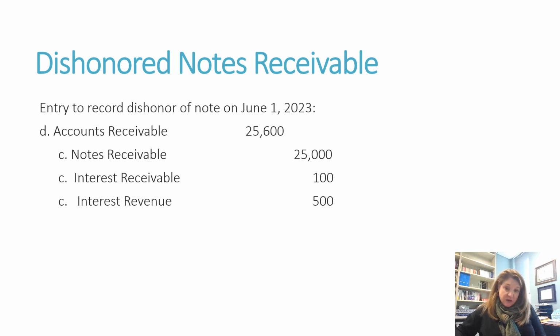Occasionally, a note will be dishonored, which means that the maturity date arrives and it doesn't get paid. In this case, we're going to transfer the maturity value out of notes receivable and interest receivable and put it into accounts receivable. So for our dishonored note, instead of debiting cash for the $25,600, we're debiting accounts receivable for the maturity value of $25,600. We're taking the note receivable off the books. We're taking the interest receivable off the books by crediting those two accounts, and then we're recognizing the additional $500 of interest revenue in 2023.